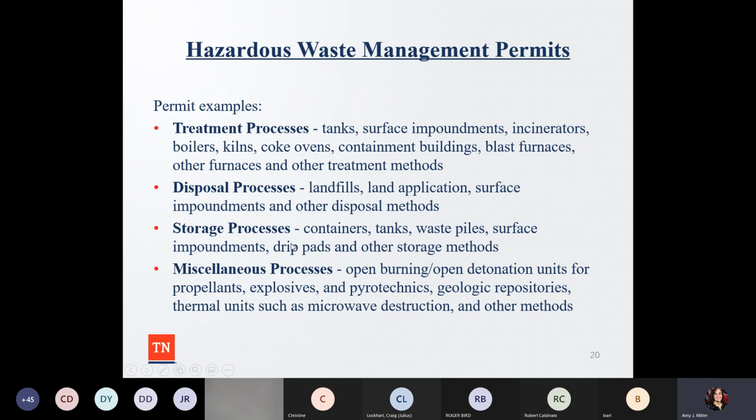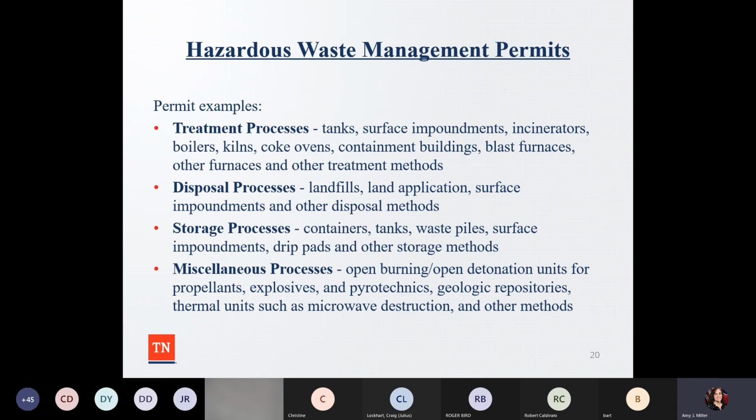So different types of permit examples are treatment processes, where you have tanks, surface impoundments, incinerators, boilers. If you have a disposal process, if you have landfills, or if you have storage processes where you have waste piles, surface impoundments, drip pads, other storage methods, or if you have miscellaneous processes where you have open burning, open detonation units for propellants, explosives, pyrotechnics, and so on and so forth, or if you're going to have microwave destruction.